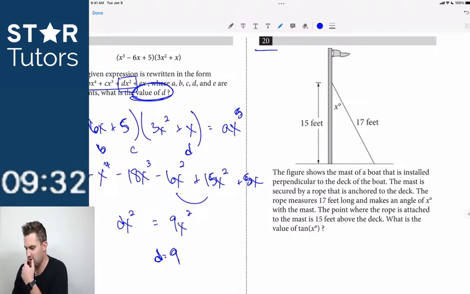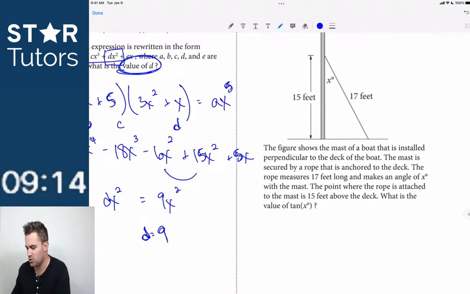Number 20, figure shows the mast of a boat. I'm going to do number 20 now that we're in this word problem, right? Now I've gone through all the questions. I've seen all the questions. 20 is a free response question. So I want to be able to do number 20 because you're not going to be able to guess on this one. So you want to try to do number 20 now, and then we'll go back to the beginning.